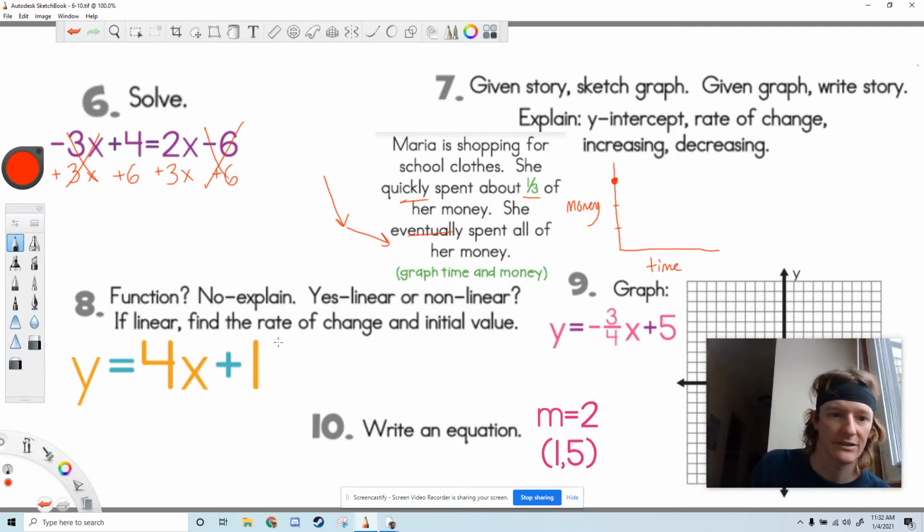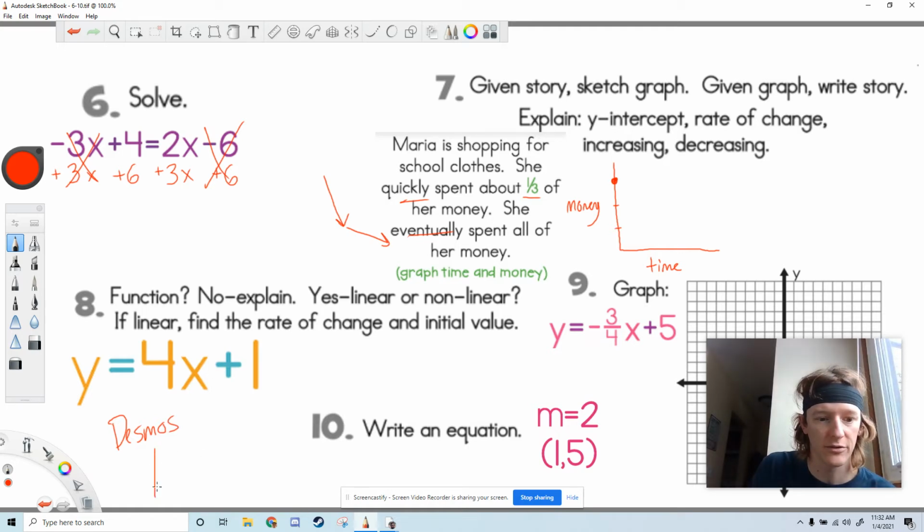Go ahead and finish that graph for me. Number 8, is this a function? Yes or no? Well, here's what we have. We have y equals 4x plus 1. You may already know if that's a function or not, but you can go to Desmos and graph this. You can type this in.